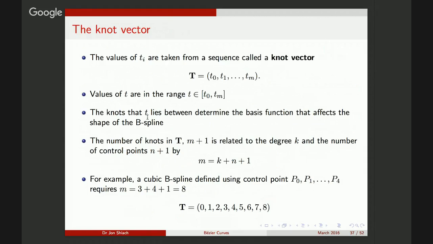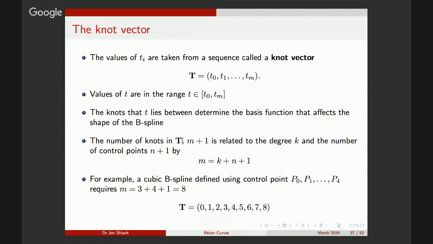Remember t is a parameter. With B-splines, it doesn't have to be between 0 and 1, but later on when we apply it, we make it so. Depending on where our value of t is, depending on which knots it falls between, will depend on the basis function.